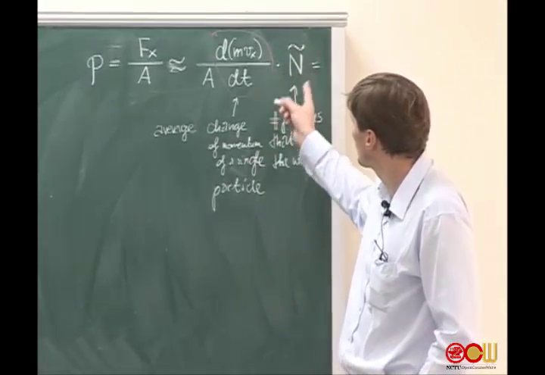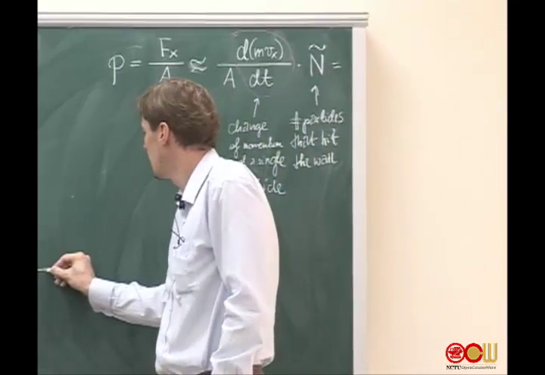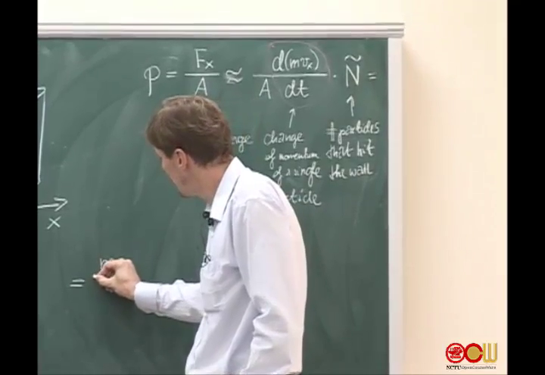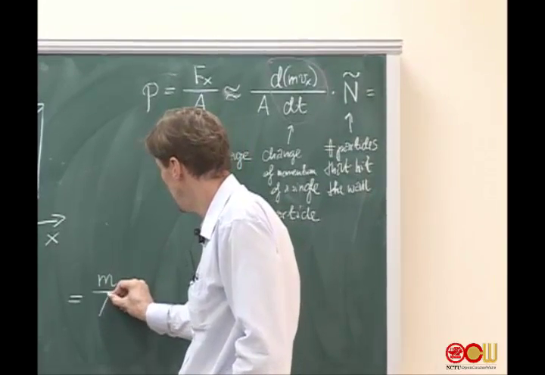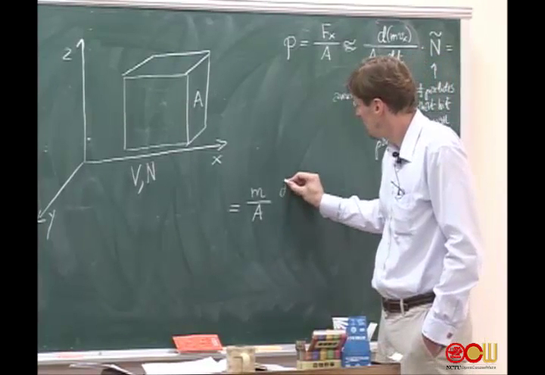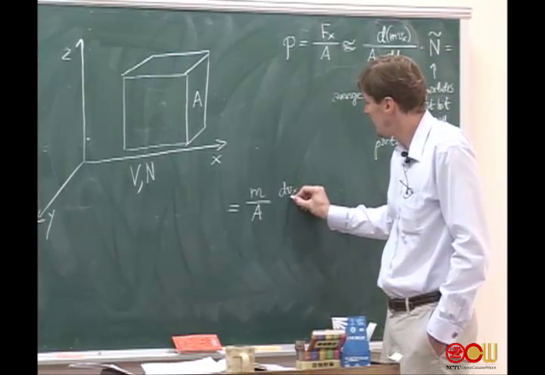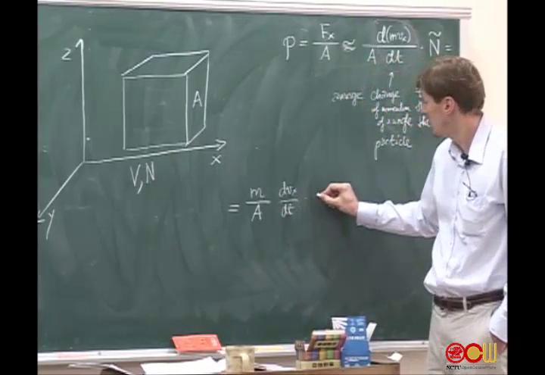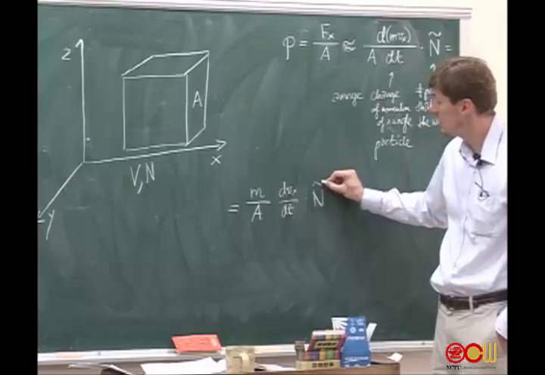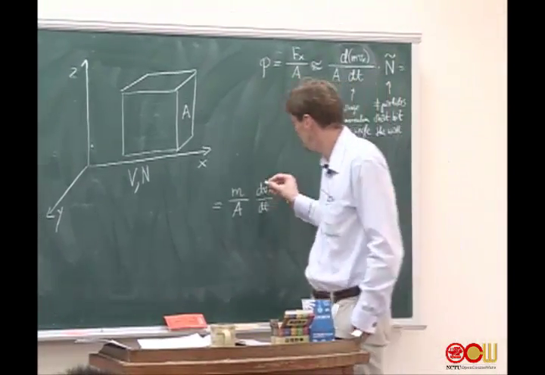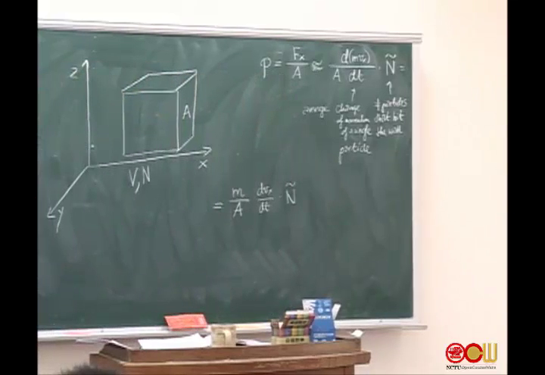Okay, now we have to calculate these things. If you just play with this a bit, you find that this is the mass of a single particle divided by A, dVx over dt, times the number of particles hitting the wall. Okay, first I have to do this thing, dVx over dt, yes.